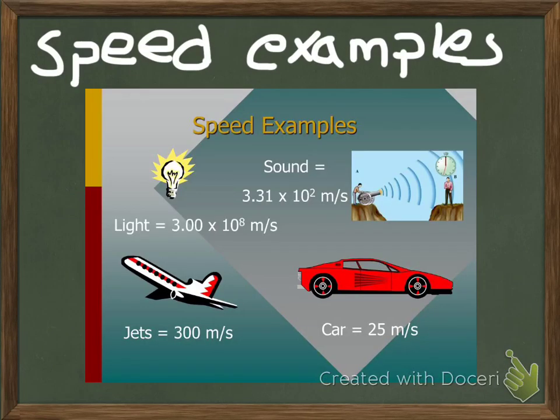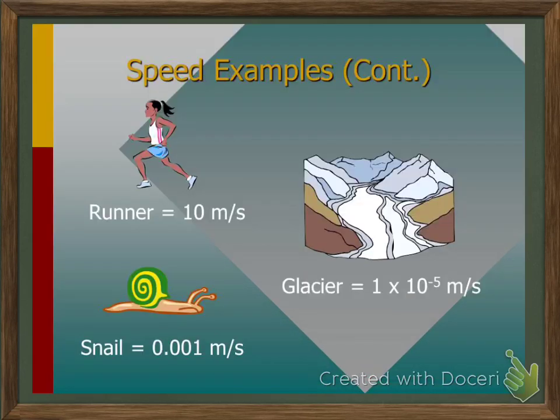We have a bunch of different examples of speed. You can see here we have the speed of sound, the speed of light, how fast a jet can go, or how fast a car is traveling. And notice all these say m/s. That's meters per second. So it's how many meters can this particular object travel in 1 second. Other examples can include people running, or a slow snail, or even how slowly a glacier can move. And again, all of these are in m/s, meters per second.